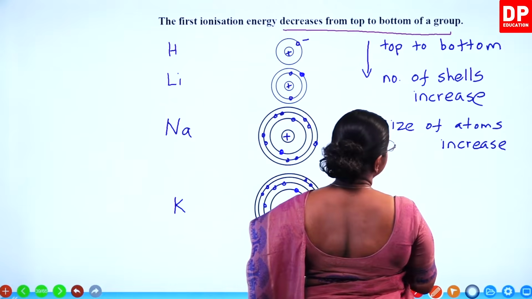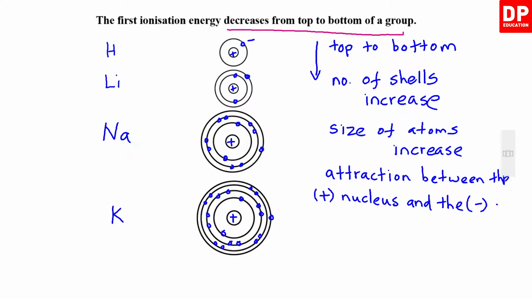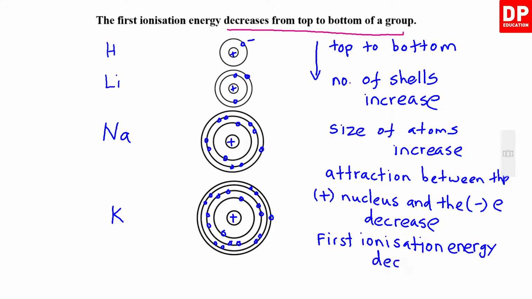So, as I said, since size of atoms increases, attraction between the positive nucleus and the negative electron decreases. Therefore, the first ionization energy decreases.